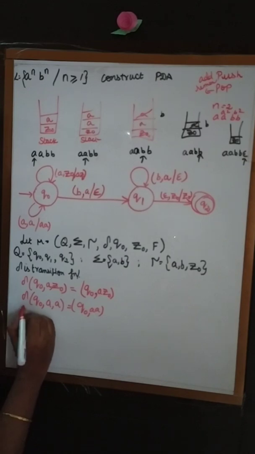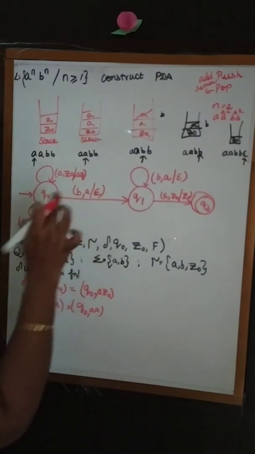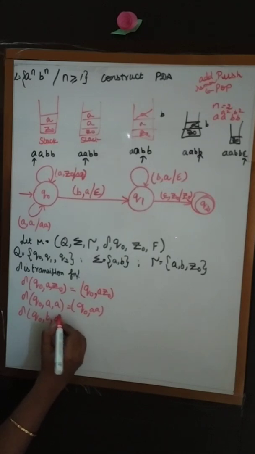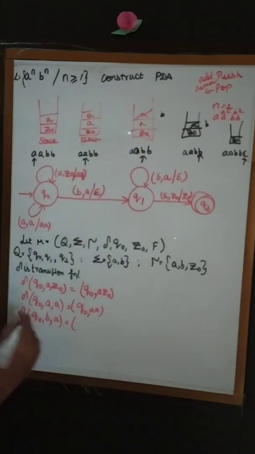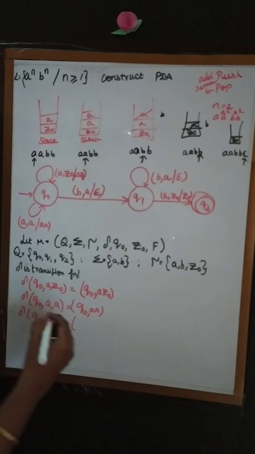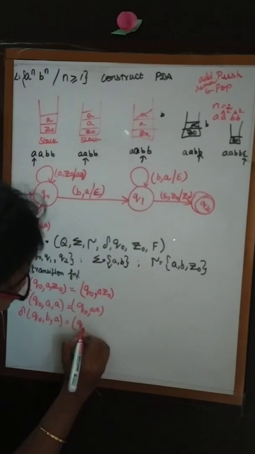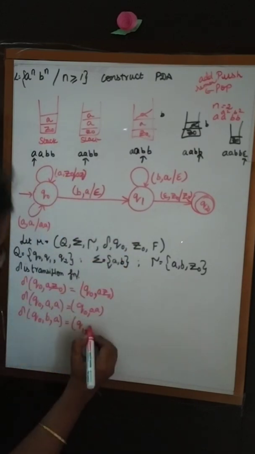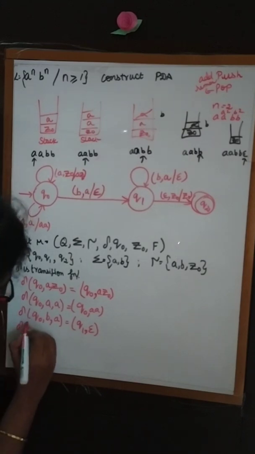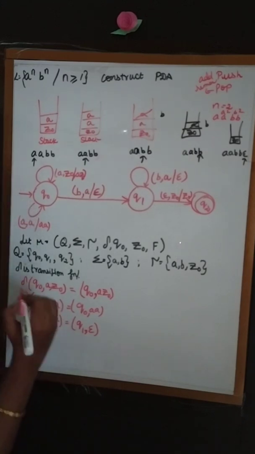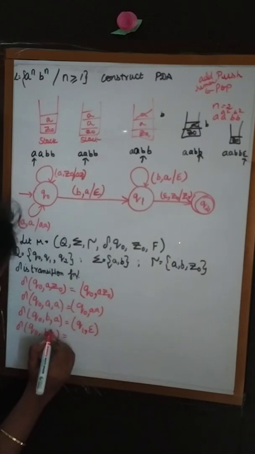Okay. Next, delta of q naught with the input symbol b. Whenever I am getting the input symbol as b, and what is there on the top of the stack? A is there. So when you have got a different element, what you have to do? You have to pop it up. So where is it going? It is going to the q1 state, and then what happens? It is popping.